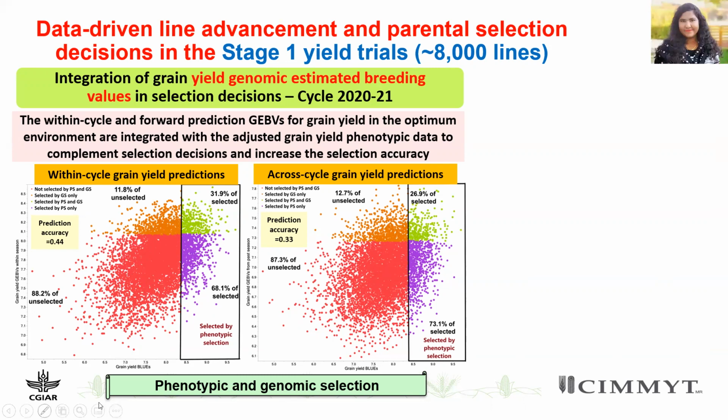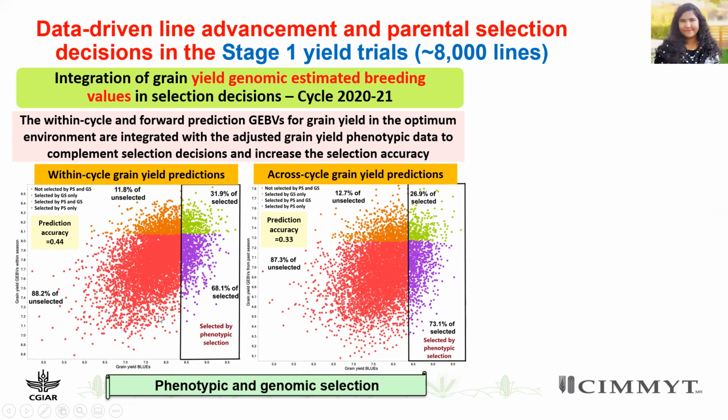So about 88% of the lines can be discarded using both phenotypic and genomic selection. And about 32% of the lines were common between phenotypic selection and genomic selection. So you can select the top 32% of the best lines using within cycle predictions, and using the previous cycle predictions, about 27% of the best lines could be selected. So we use all this information when making selections.